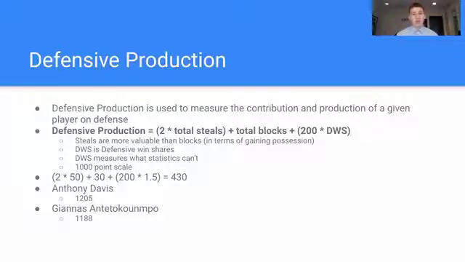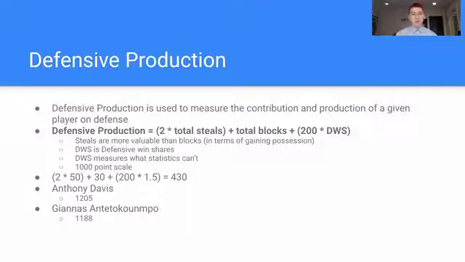Now I'll explain defensive win shares. Defensive win shares is a stat published by the NBA for each player. Defensive win shares measures what statistics cannot: on-ball defense. The leading player for defensive win shares is Giannis Antetokounmpo with a value of 5. When multiplied by 200, the number is 1,000. I've created a 1,000-point scale to fit the relative weightings of my formula.